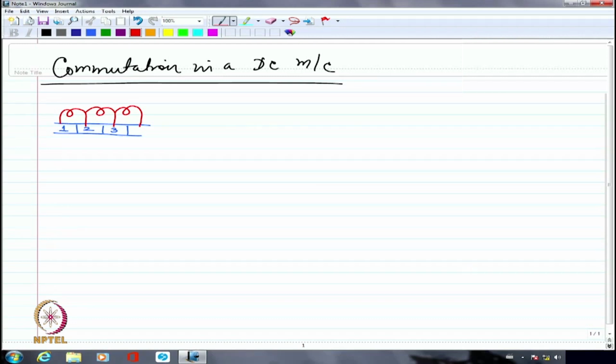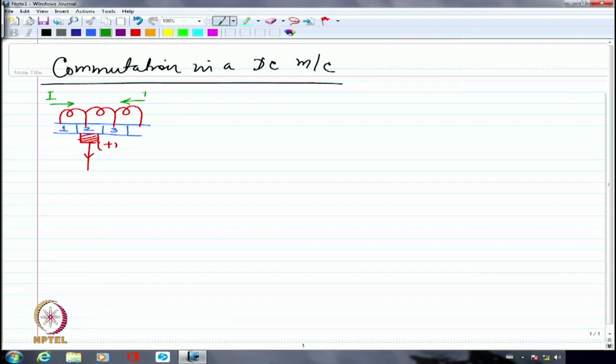Now if I say that the brush is located somewhere here, this is where the brush is, and if I assume it's a generator, the current should flow out of the positive brush. So I should show the current flowing like this, and this will be the positive brush if it is the generator. And I'm going to have a current flowing in this direction, which may be I, and a current flowing like this in the opposite direction, which is also I.